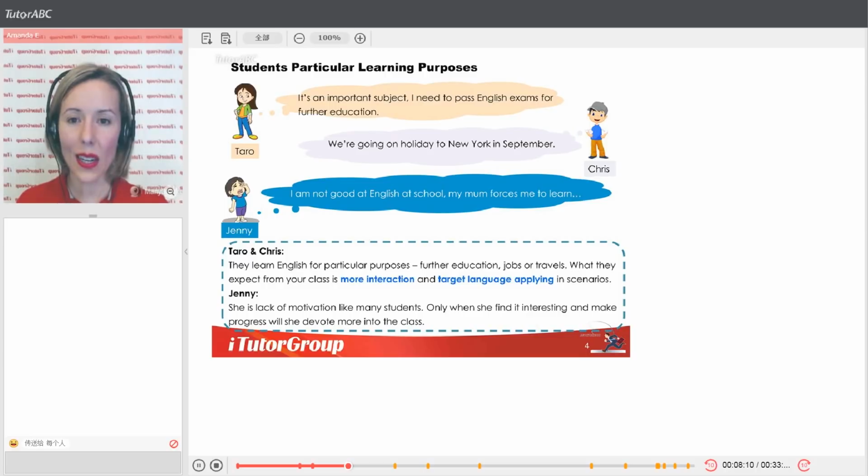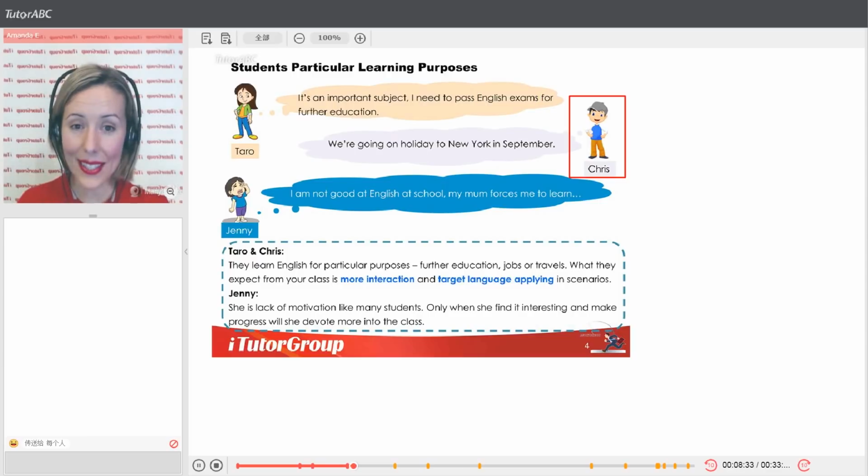All right, so let's talk about different learning purposes. Here are our three students. We have Taro. She feels that English is an important subject. "I need to pass English exams for further education." So she values English, but more on an educational level. She wants to pass her English exams.